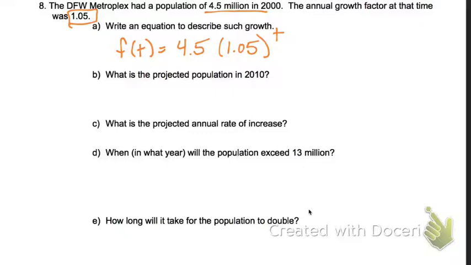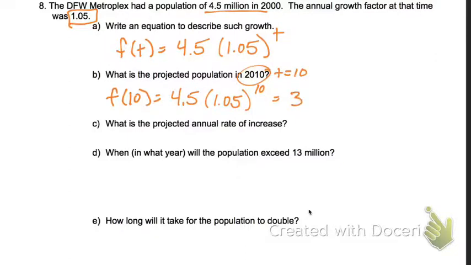What is the projected population in 2010? That's when t equals 10, because it starts in 2000. So f of 10 equals 4.5, 1.05 to the 10th power. If you plug that in your calculator, you should get 7.33, and that would be million. What is the annual rate of increase? Well, if my growth factor is 1.05, my rate of increase would be 5%, or you could say 0.05.